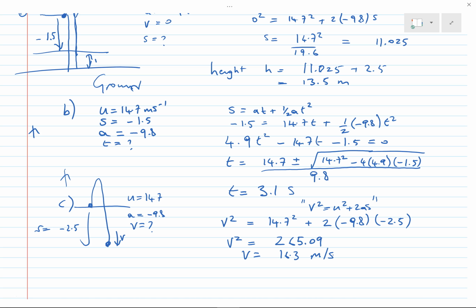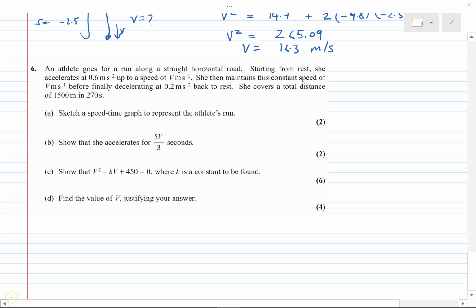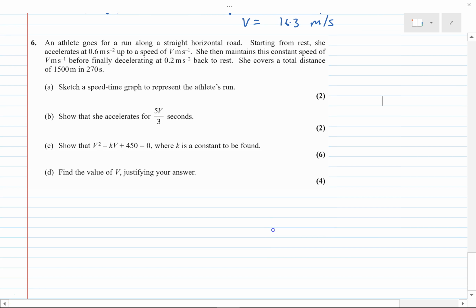Because we had a double negative, acceleration and negative displacement, which cancel each other out to make a positive in the equation here. Okay, let's have a look at the next question. So here we have a speed time graph question. We've seen something similar to this before, I think 2015 or so. It's a bit of an unusual one.